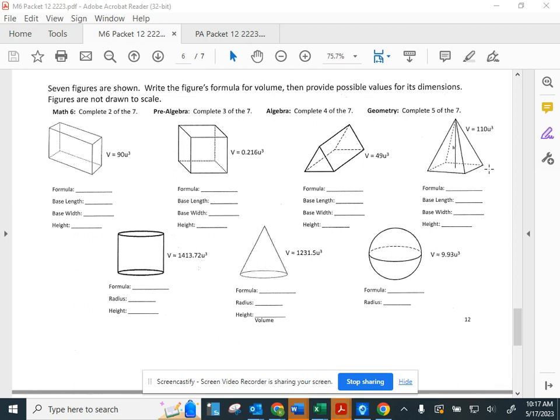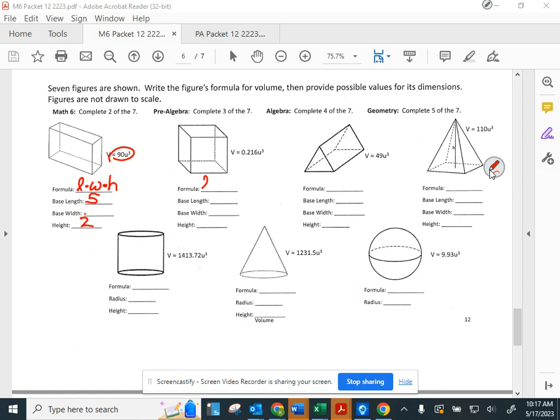Next page. It is important that we write correct formulas for our volumes. So make sure you're putting correct formulas. For the rectangular prism, it's that length times the width times height. Mr. Schultz has given us two numbers. So you can say that if the base is 5 and the height is 2, what would my width have to be to equal 90 units cubed?